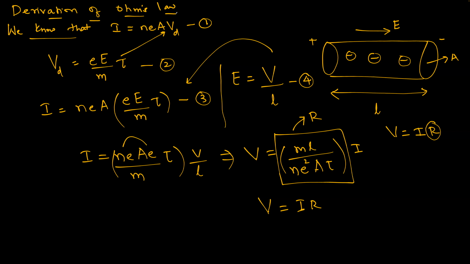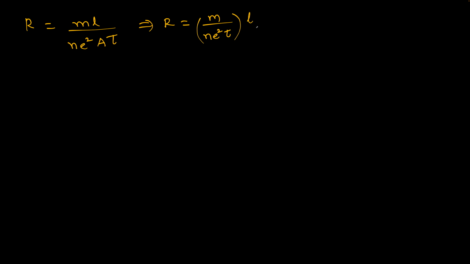Shall I proceed? Okay, listen. So we saw Ohm's law where R is coming out to be m into L divided by n e square A into tau. Now I'm going to make a small rearrangement. From here, can I write R is equal to m divided by n e square tau into L divided by A?